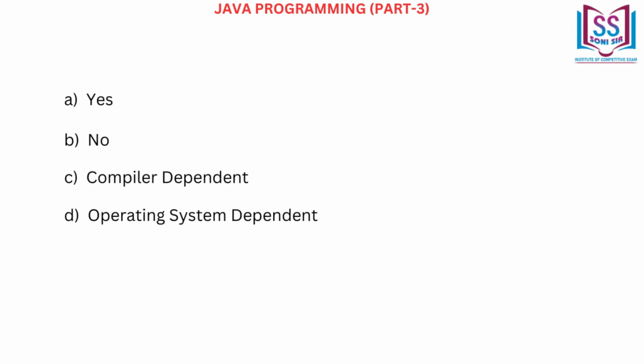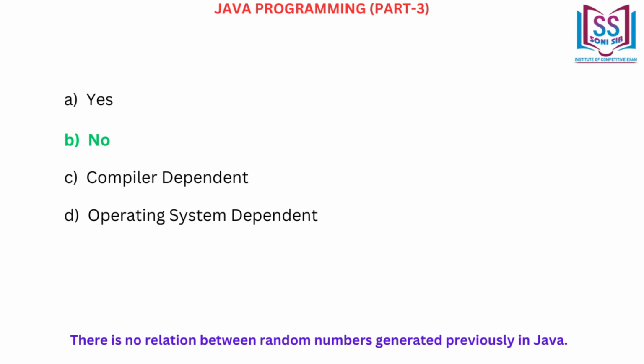Will this Java program generate same output if executed again? A. Yes. B. No. C. Compiler dependent. D. Operating system dependent. Correct answer B. No. There is no relation between random numbers generated previously in Java.